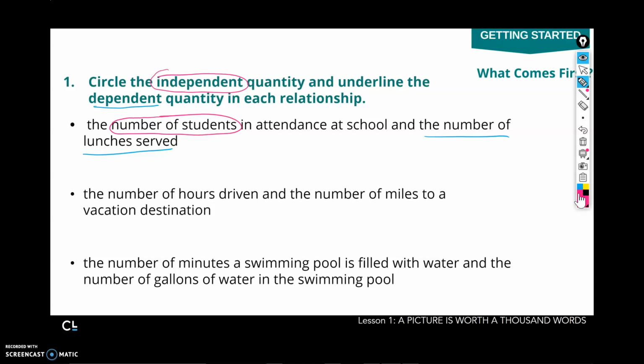The number of hours driven and the number of miles to a vacation destination. Well, my dependent is the number of miles to a vacation destination. The number of hours driven, well, that depends on the number of miles to the vacation destination.